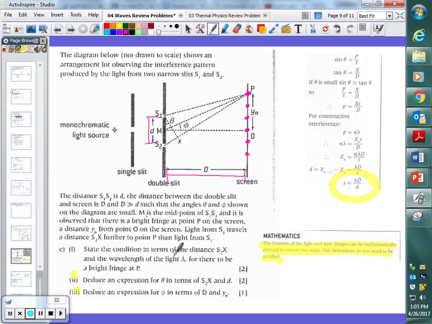Okay? One assumption that we make in this instance is that the distance from where the slits are to where the screen is much, much larger than the distance between the slits. Okay, that's the one assumption that we make out of this. Okay? Good with that as far as the breakdown goes? Okay? Right?